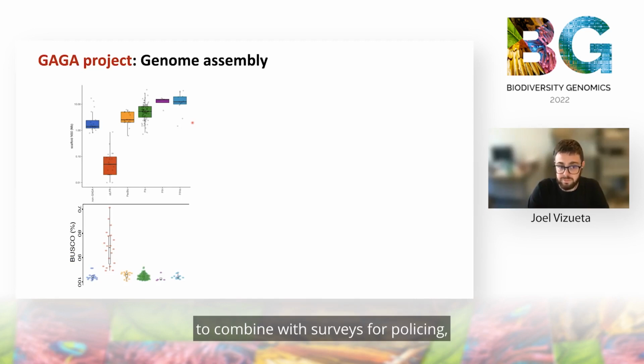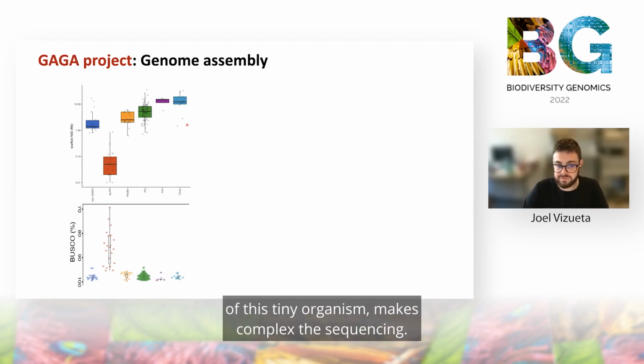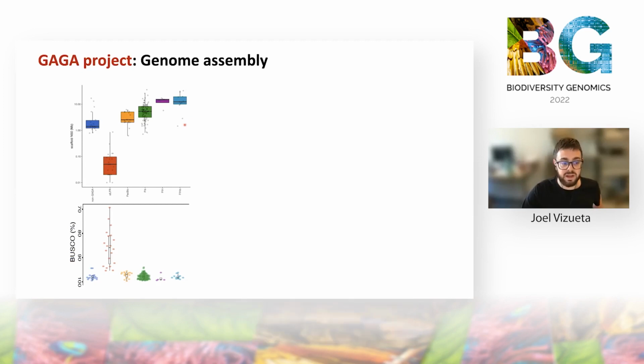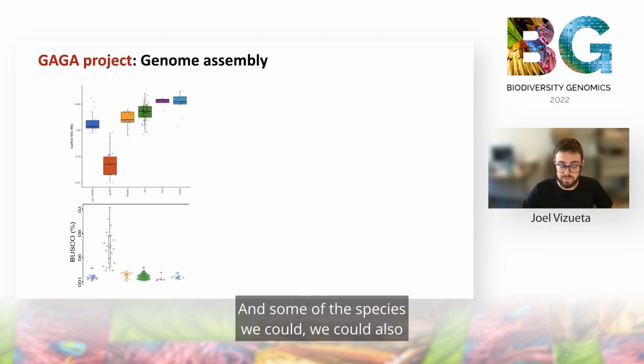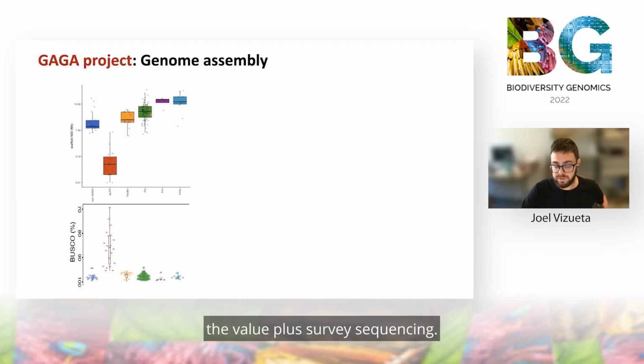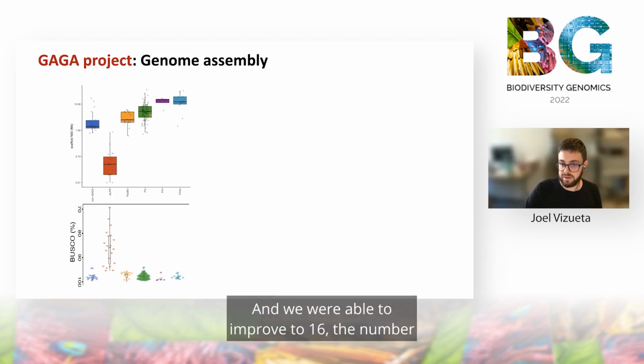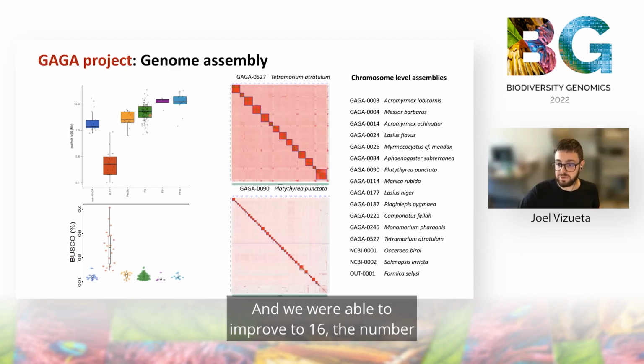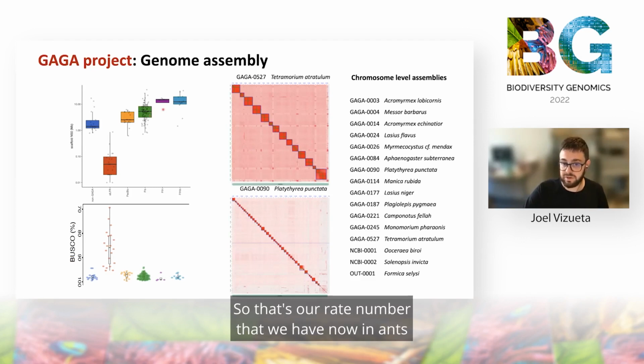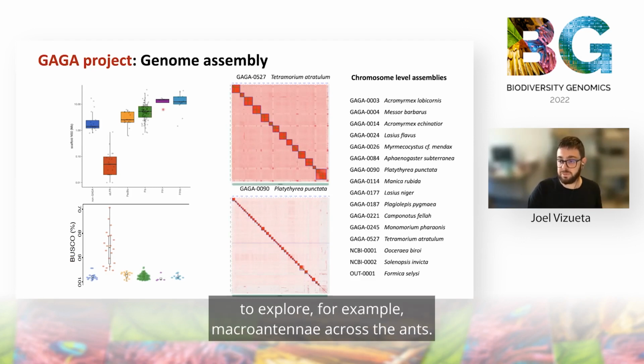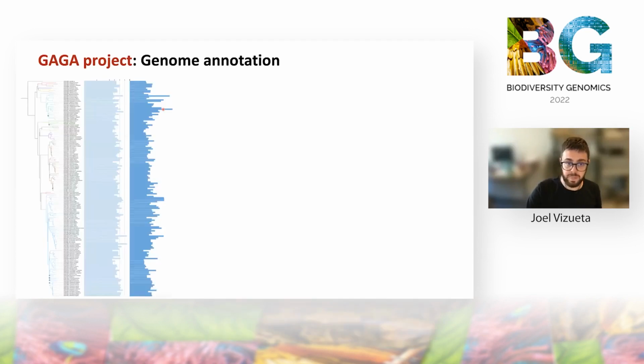The main strategy for sequencing was to retrieve high quality PacBio long reads to combine with short reads for polishing and, if available, sequencing Hi-C. But the little biomass available of these tiny organisms makes the sequencing complex, and some of the species we could only sequence with short reads, but most of them fall in the PacBio plus short read sequencing. And we were able to improve to 16 the number of chromosome-level assemblies in ant species. That's a great number that we now have in ants to explore, for example, macrosynteny across the ants.